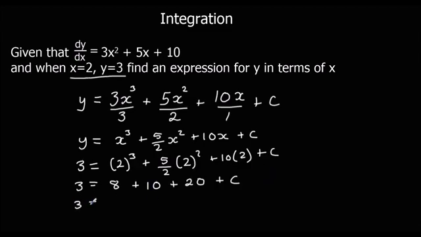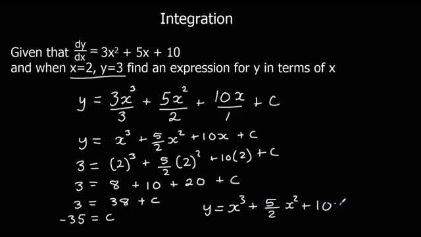So that gives me 3 equals 38 plus c. Take away 38 from both sides, so I've got minus 35 is c. So the expression for y in terms of x is y equals x cubed, so I'm taking it from this line and just substituting my c in, plus 5 over 2 x squared plus 10x minus 35, and that is my answer.